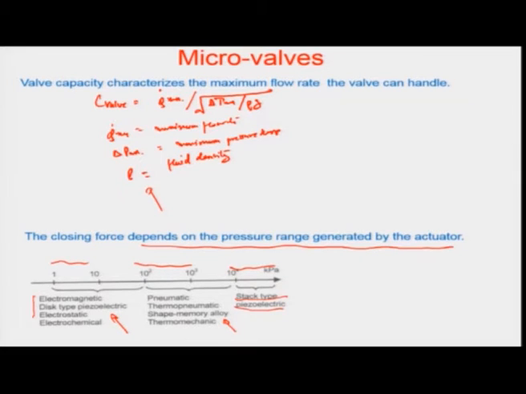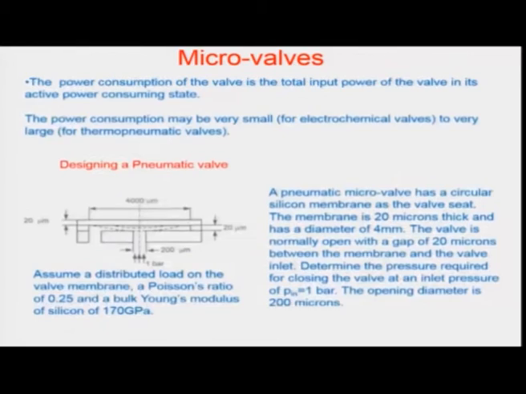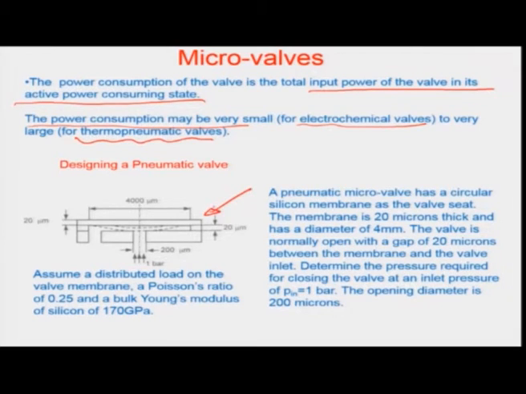The power consumption of the valve is the total input power of the valve in its active power consuming state, and the power consumption may be very small when we come to very non conventional forms of actuation like the electrochemical valves, for example, to very large when it comes to a heat mediated pressure development through which there is bending of the member. This right here is an example of a thermopneumatic valve, what it can do.